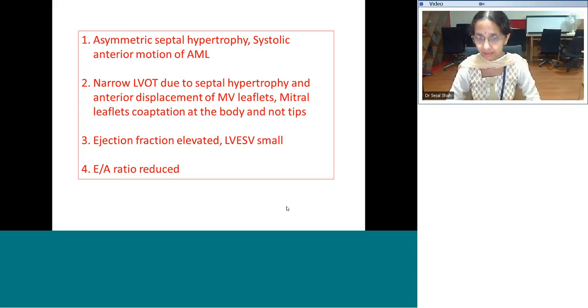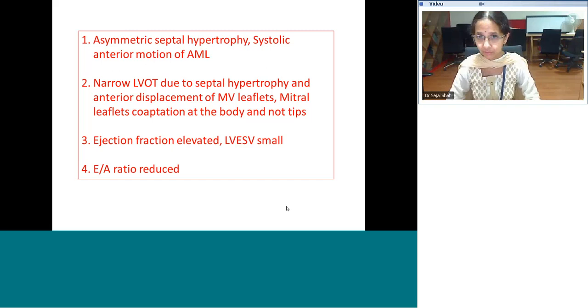Based on the IVS to posterior wall ratio, we can diagnose the lesion. So that's how it's a hallmark. Now the systolic anterior motion of the mitral leaflet typically happens because there is this significant septal hypertrophy and the mitral valve leaflets are anteriorly displaced, because of which mechanically the LVOT is a little small, and also if you see the mitral leaflets, they coapt at the body and not at the tips. And this is why you see both the things. You see the LVOT obstruction and you see the systolic anterior motion.